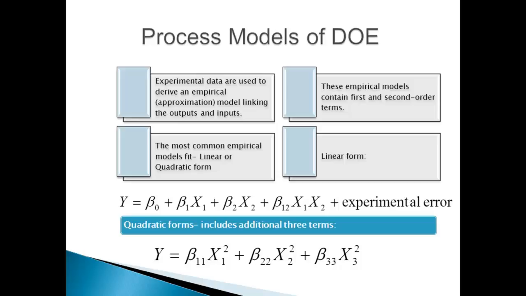Experimental data are usually used in order to understand the process, to derive an empirical model that links both the output and the input. And these empirical models can contain first and second order terms. The two popular ones we will be considering in this course are the linear and the quadratic form. The linear form generally is that relationship that follows a straight line between the input variable and the output variable.